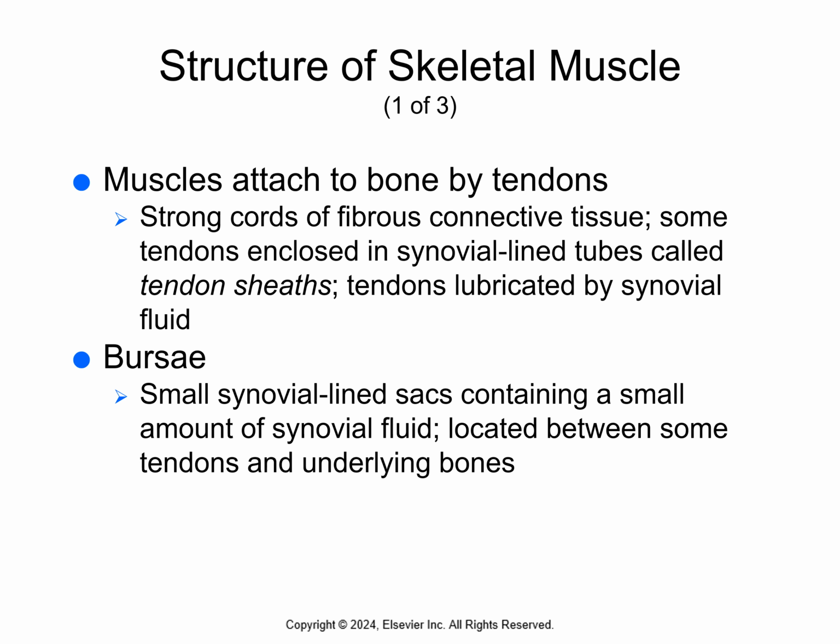Now, muscle is attached to bone by tendons. So I'm saying bone to bone is ligament. Bone to muscle is tendons. Please understand that. Strong tendons are strong cords of fibrous connective tissue. Some tendons are enclosed in synovial-lined tubes called tendon sheaths. The tendon sheaths are lubricated by synovial fluid, since anything synovial-lined is going to create a fluid. Why? For smooth, non-abrasive movements of articulation.